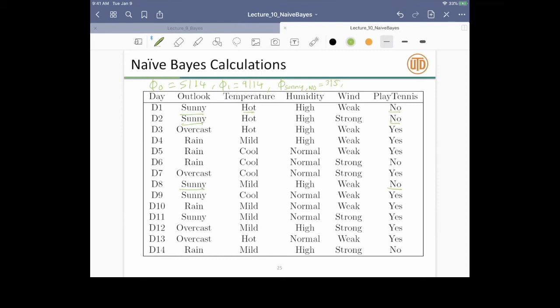Okay. What will be the number of parameters over here? In this particular data set, what will be the number of parameters? Can we work this out? Okay, so I have two label parameters, phi 0 and phi 1. With respect to the outlook, how many parameters do I have?